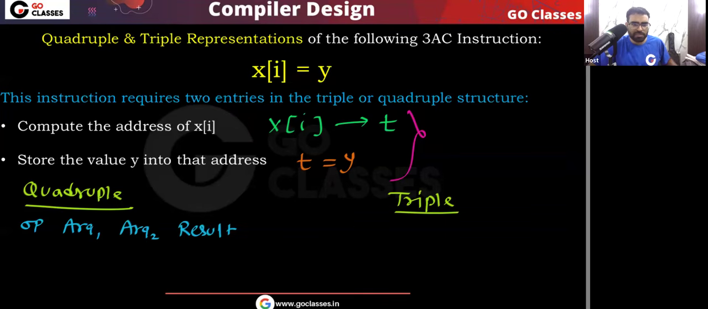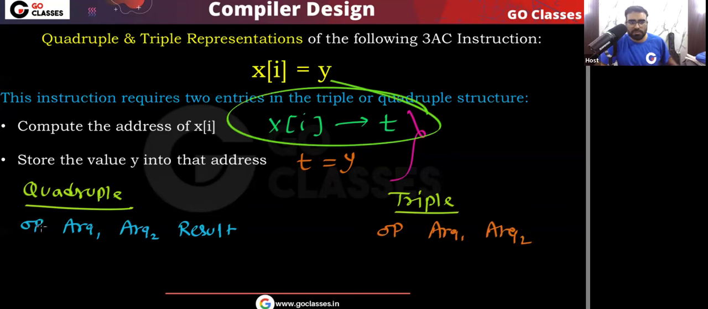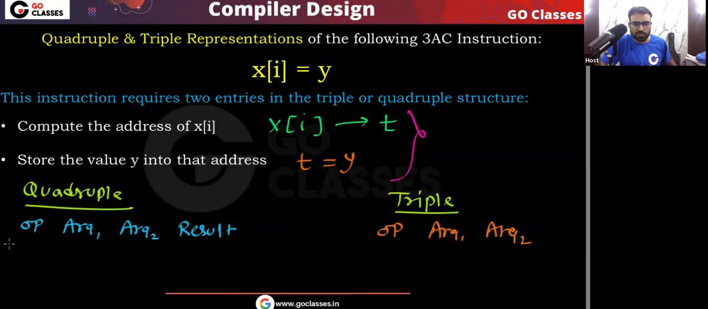And in the triple representation, we have operator, argument 1, argument 2. Okay, so tell me, what about this first one? You tell me for the first one. You can see these are the positions 0, 1. Okay, so you can see the first entry. What will be the first entry in the quadruple representation? That is quite easy. What will be the operator? Operator will be bracket, then assignment.